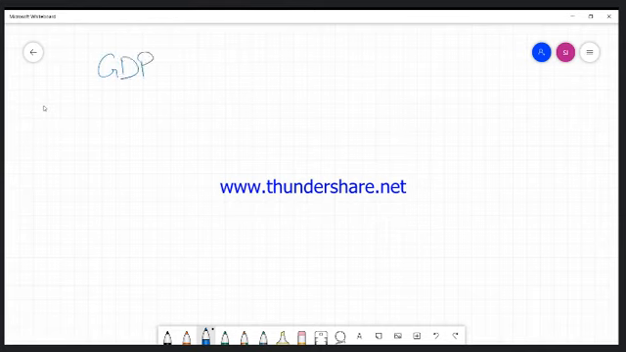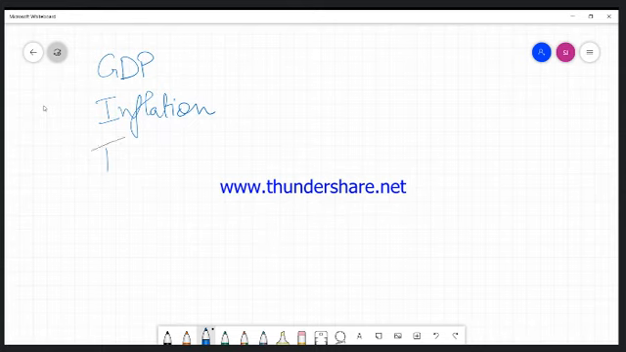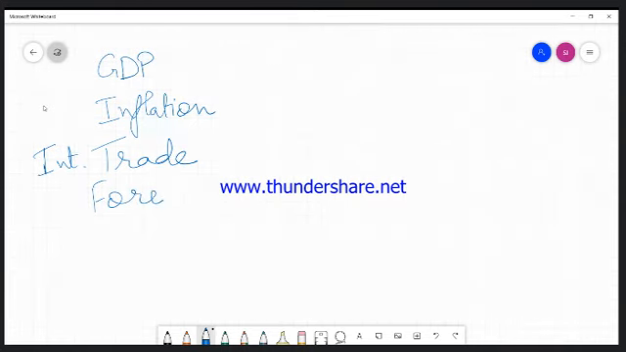GDP, then what else do you know? Inflation, you know about trade, that is international trade, you know about foreign exchange.